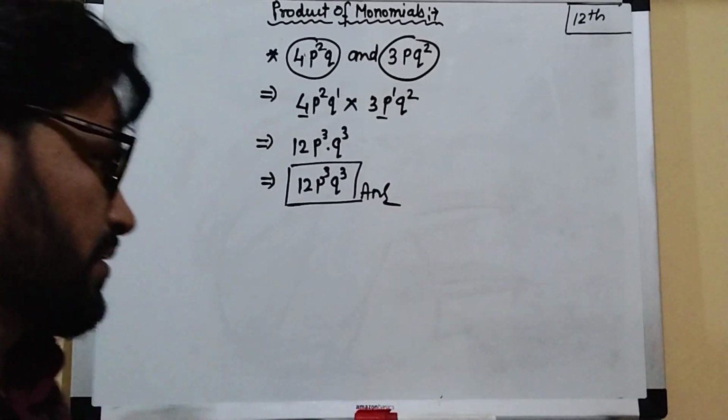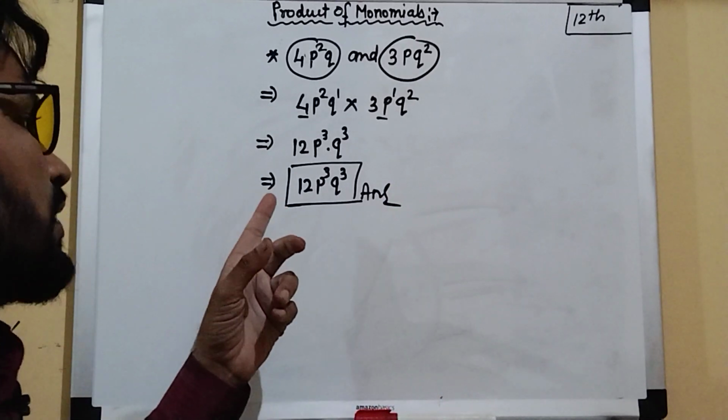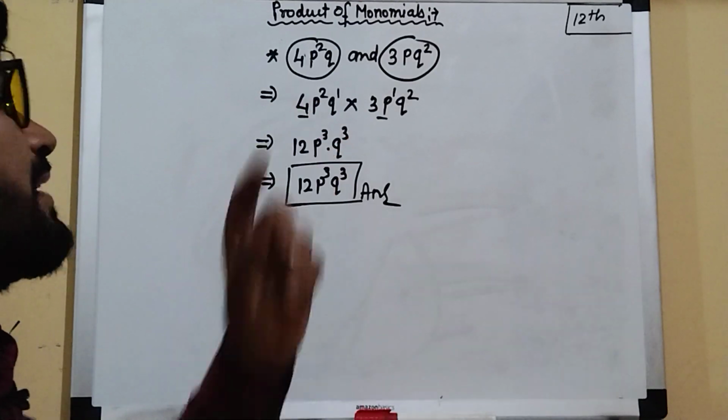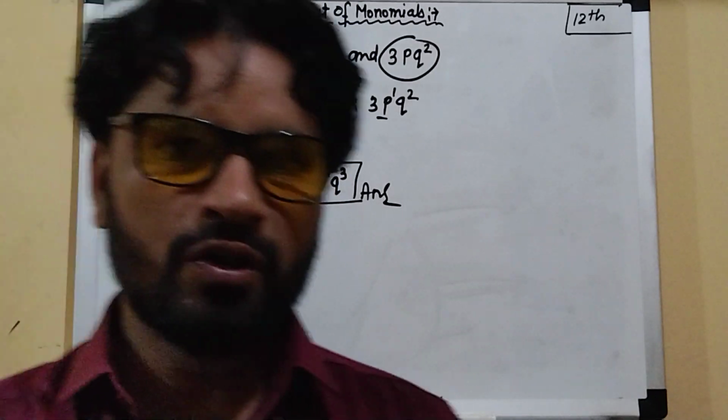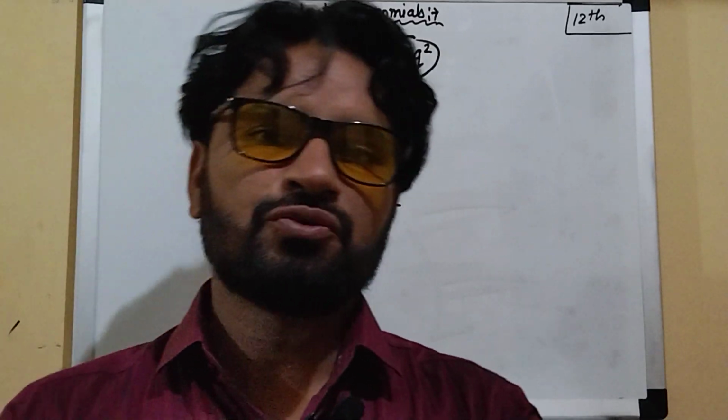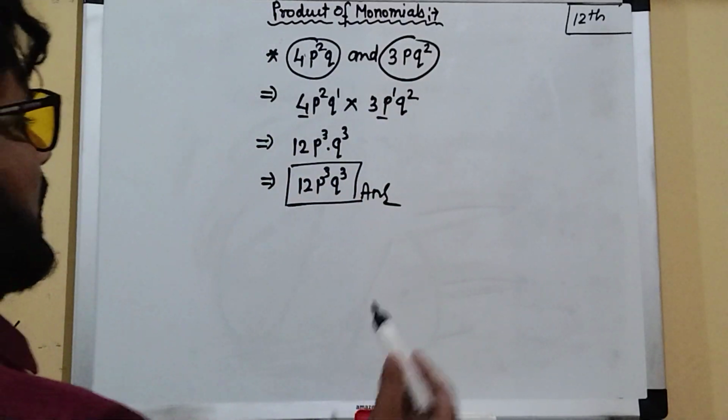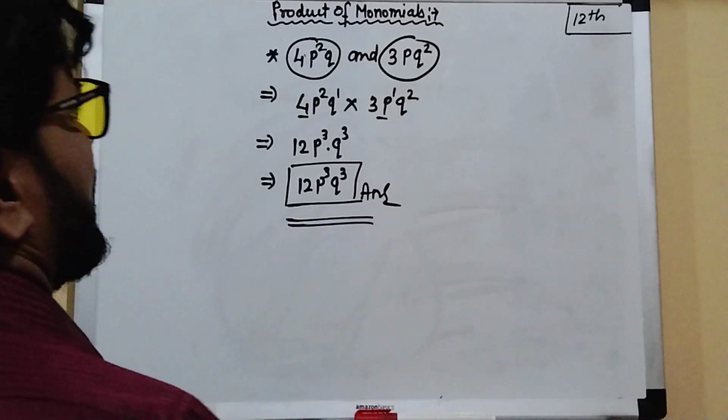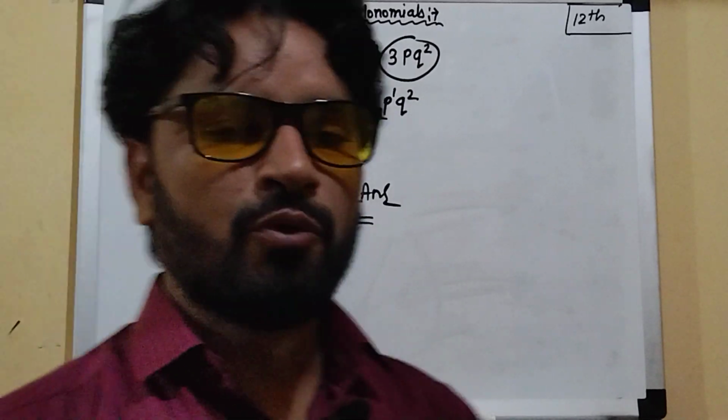In this topic, we are going to multiply like terms, that is p is multiplied only to p and q is multiplied only to q. So the powers will be added. Okay, understand? So in this way, we are able to solve the product of monomials.